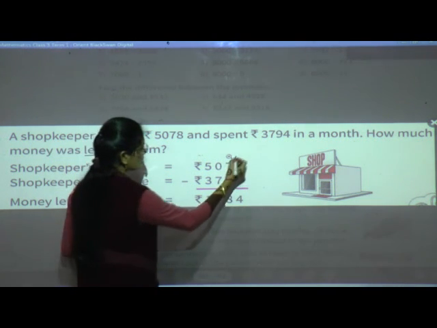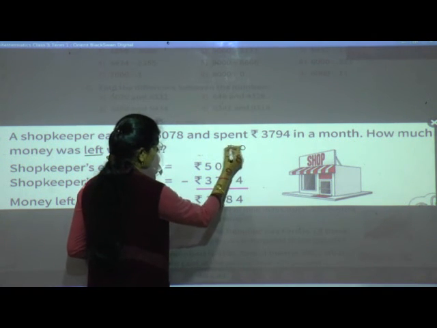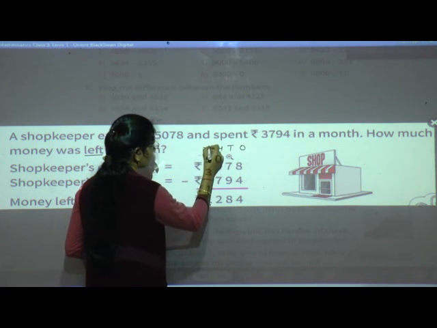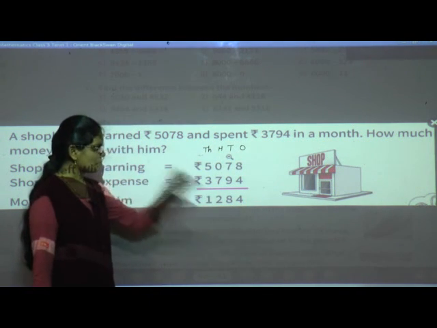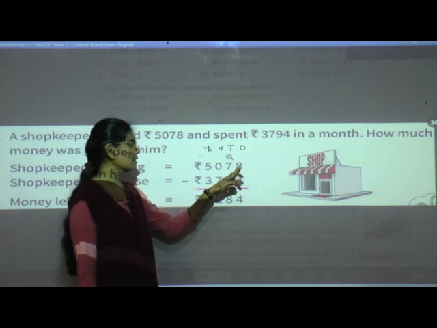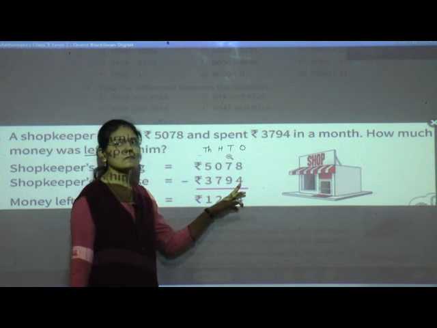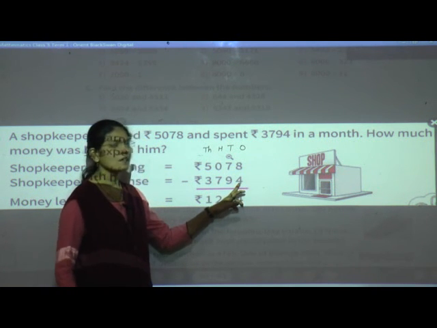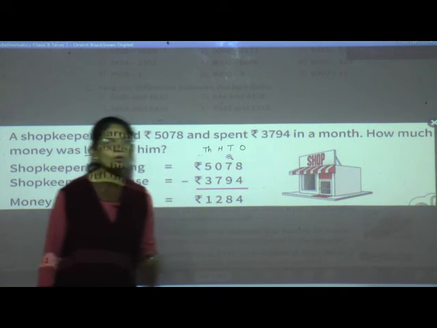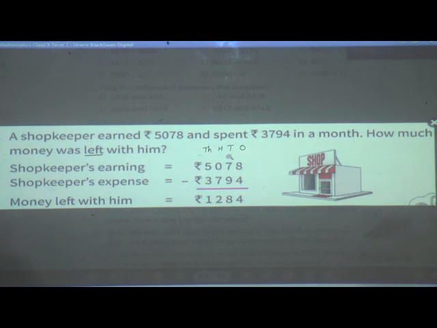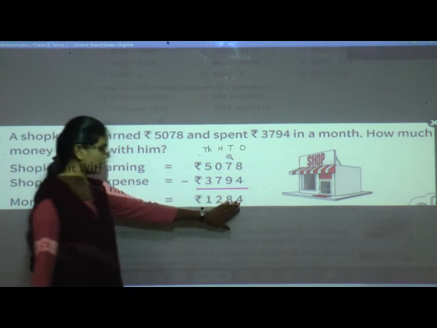Do the subtraction. See the ones place. Where is the ones place? Yes, this is ones, this is tens, this is 100 and this is 1000. See the ones place column. Here in the first number there are 8 ones. 8 ones minus 4 ones. Count your fingers till 8. Yes, 8 minus 4 is equal to 4. So here we will write 4.